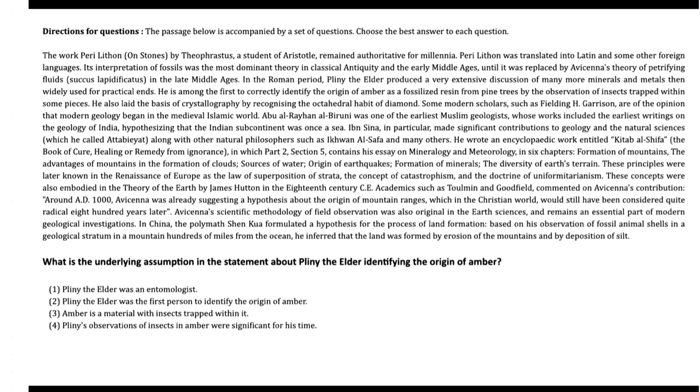So here we have one of the texts and the directions for the text. There is a passage below accompanied by a set of questions. We need to choose the best answer to each question. I assume that you must have read this text to get the basic idea out of it. Yet I would like to give you some of the main ideas out of this text.